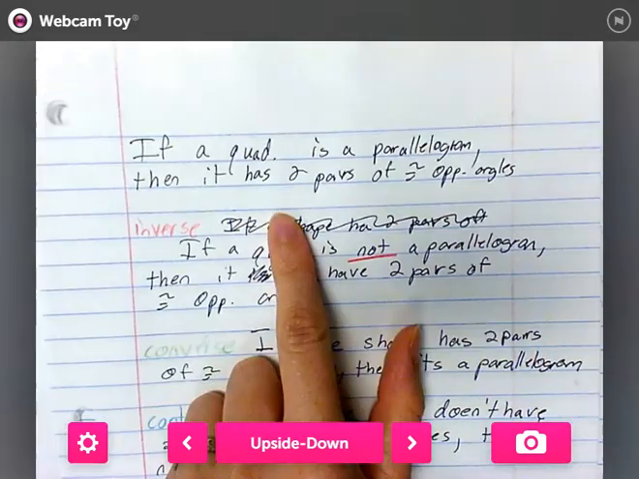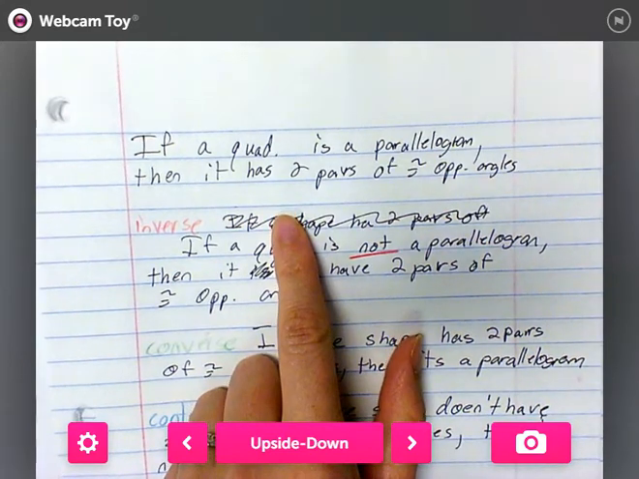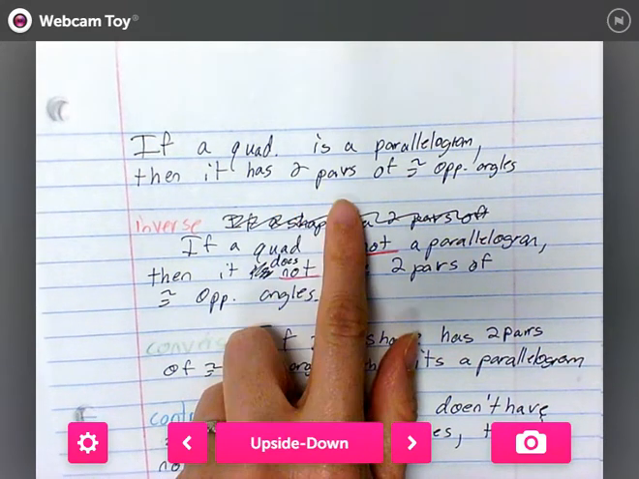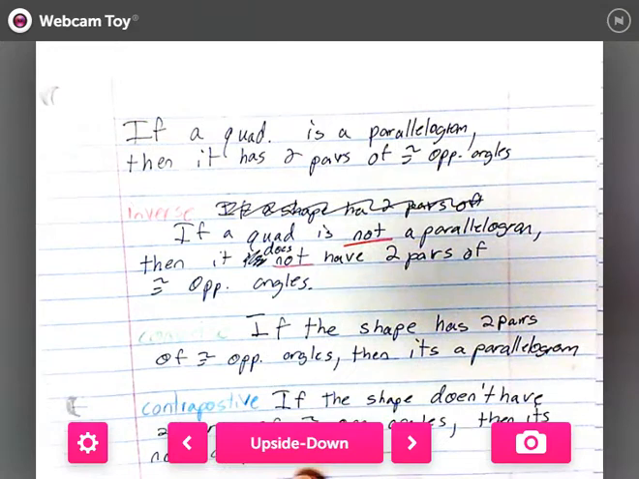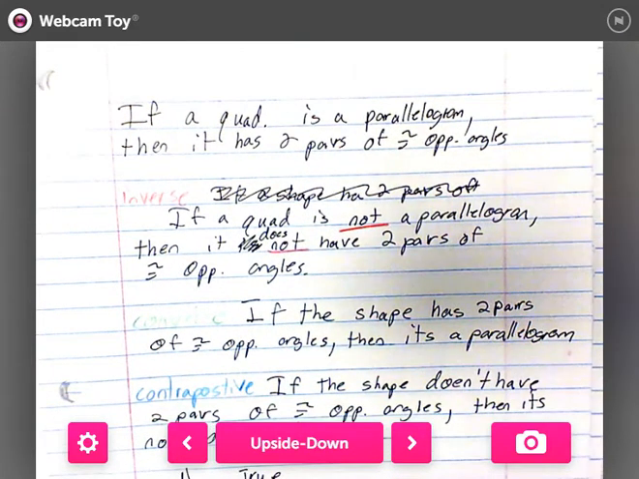If a quadrilateral is a parallelogram, then it has 2 pairs of congruent opposite angles. So I messed up with my inverse. I started to write a converse. Nobody in third hour caught me until I had finished almost all the way. So if a quadrilateral is not a parallelogram, then it does not have 2 pairs of congruent opposite angles.